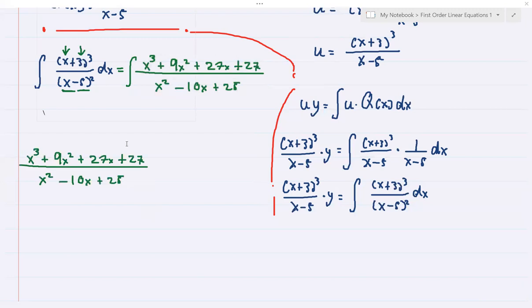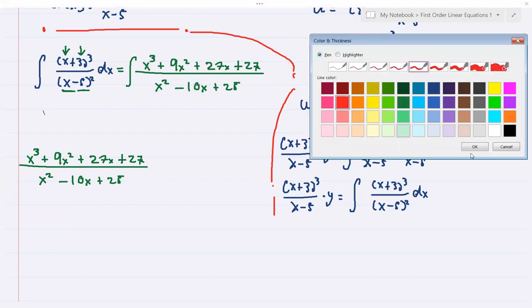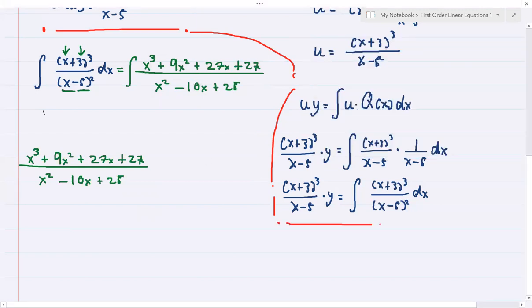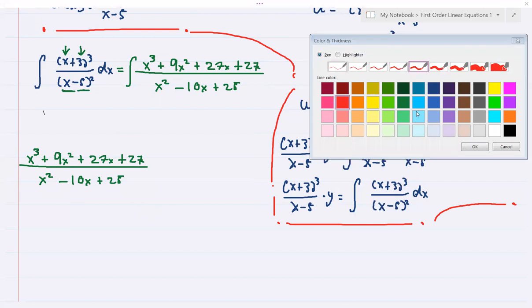So why do we need to do long division again? Because we need to simplify your what? Your rational expression. Okay, because if there's a higher degree on your numerator compared to your denominator, you need to simplify it. Okay, so let's proceed.